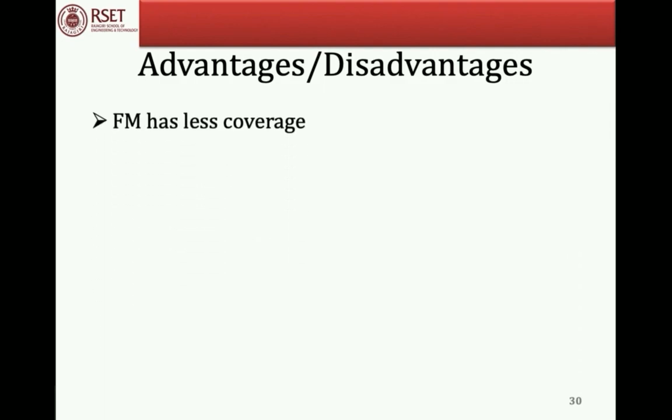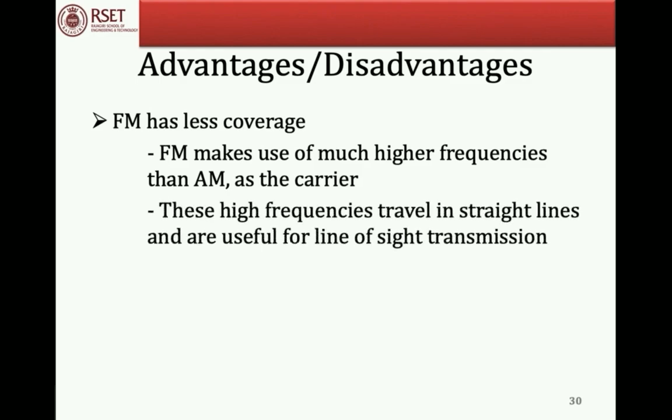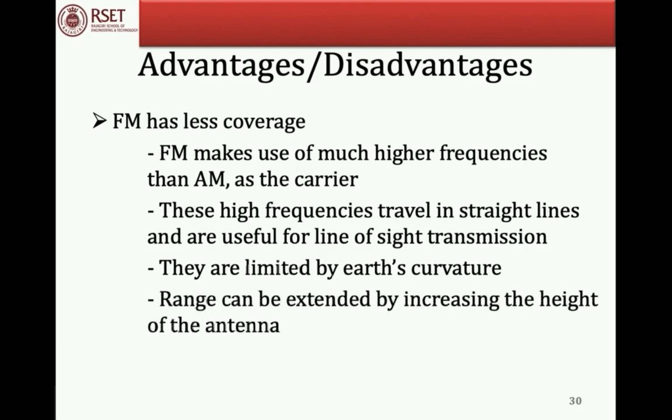FM has less coverage. FM makes use of much higher frequencies than AM as the carrier. These high frequencies travel in straight lines and are useful for line of sight transmission. They are limited by the Earth's curvature. The range can be extended by increasing the height of the antenna.